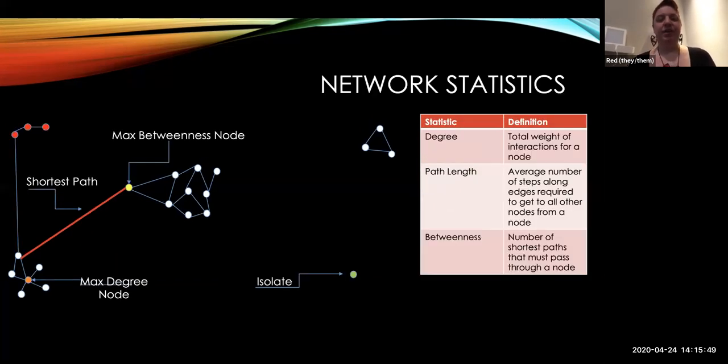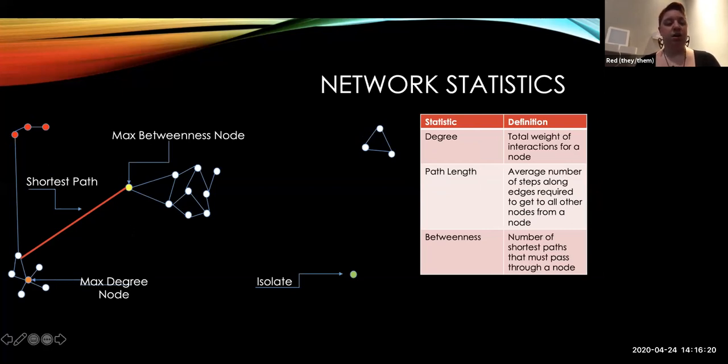Cool. Okay. Now let's talk a little bit about some network statistics. There are three different statistics that I want to go over: degree, path length, and betweenness. Degree is the total weight of interactions for a node. So if we have an undirected, unweighted network, degree is just the total number of connections that a particular node has.